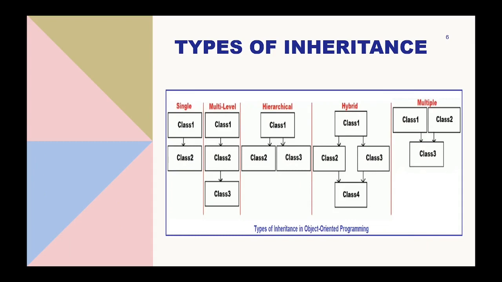Now we have different types of inheritance: single inheritance, multi-level inheritance, hierarchical inheritance, hybrid inheritance and multiple inheritance. Somehow we cannot achieve multiple inheritance with classes in the OOP concept. To get rid of it, we have interface as well. So we will see the interface in an upcoming slide.